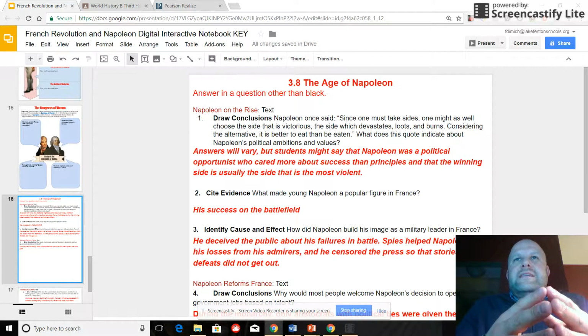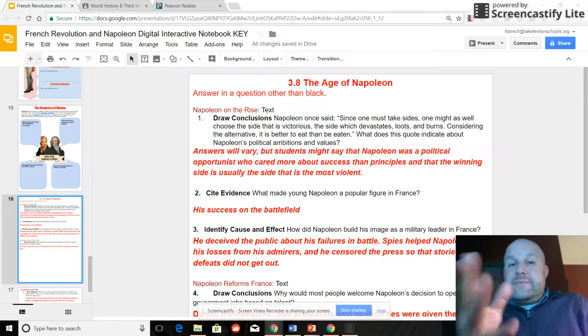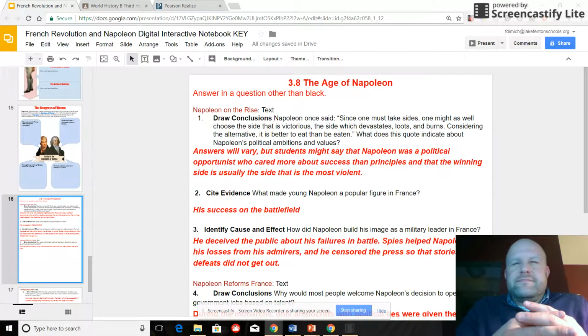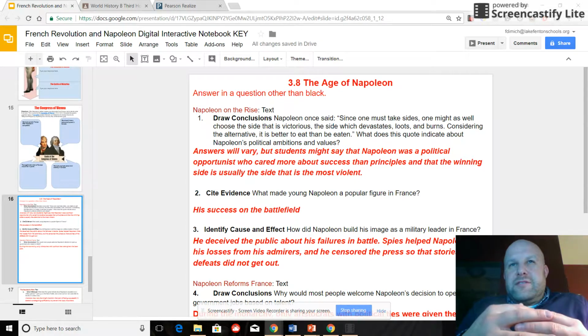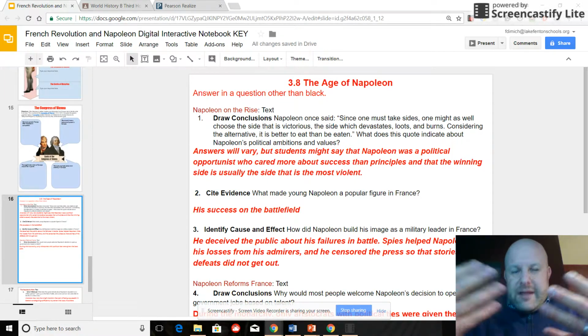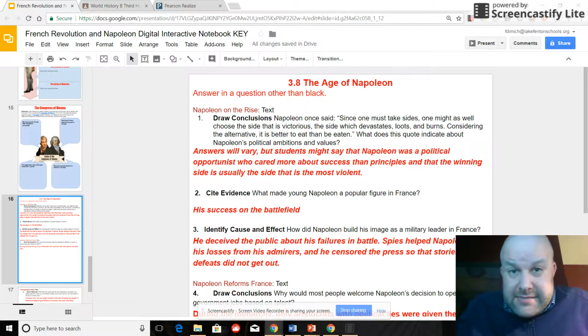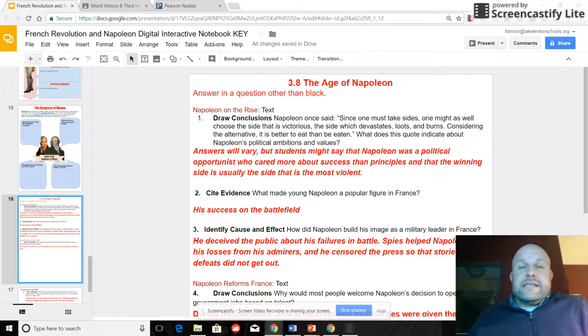So he's like, well, one might as well choose the side that's victorious, the side which devastates, loots, and burns. It is better to eat than to be eaten. The famous Darwin quote. So basically, your answers here might vary as you're answering this question, but he's really more of an opportunist, quite a successful opportunist that cared more about success than principles and the winning side.